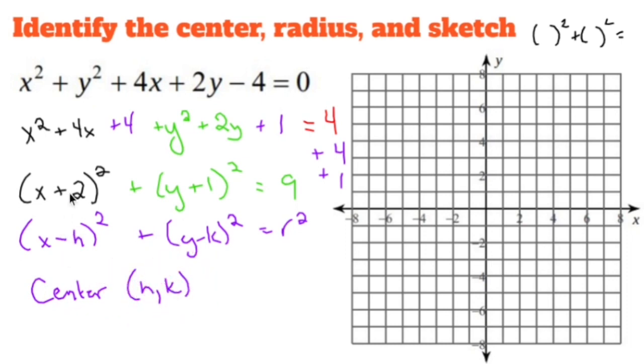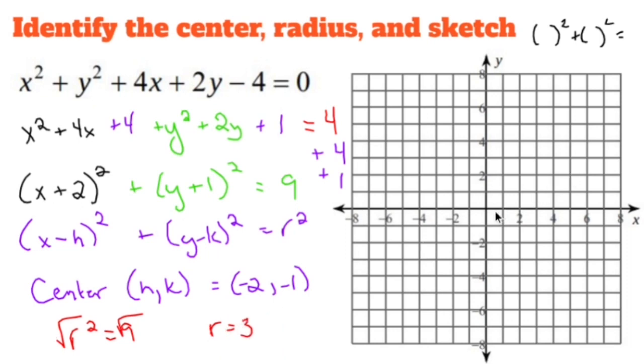So if negative h is positive 2, then positive h is negative 2. And if negative k is positive 1, then positive k is negative 1. There's my center. My radius is r squared equals 9. So if I square root that, r equals 3.